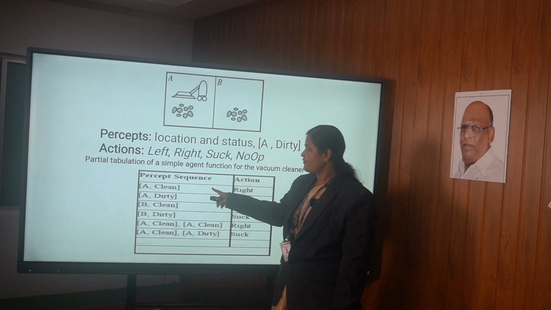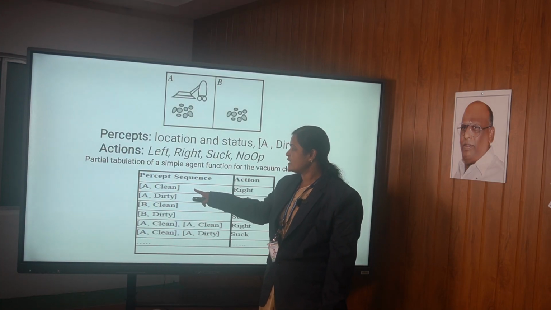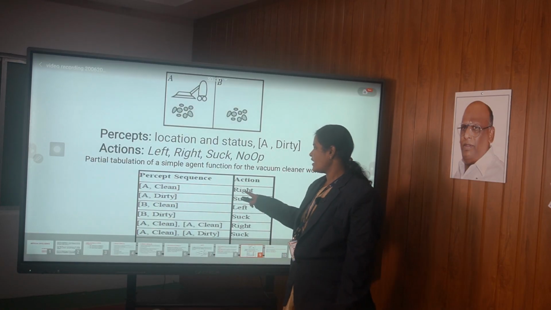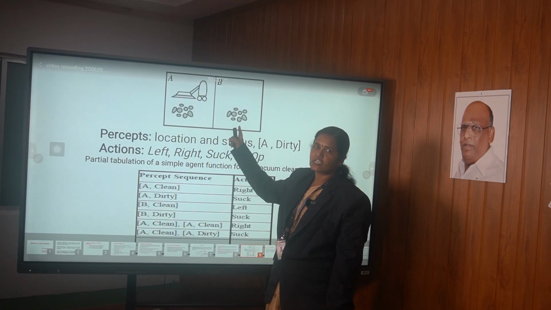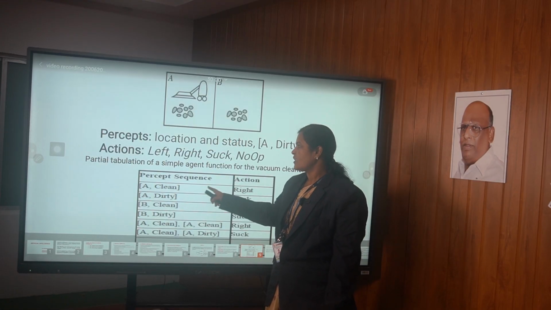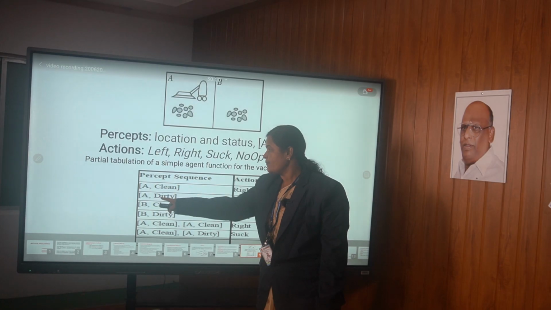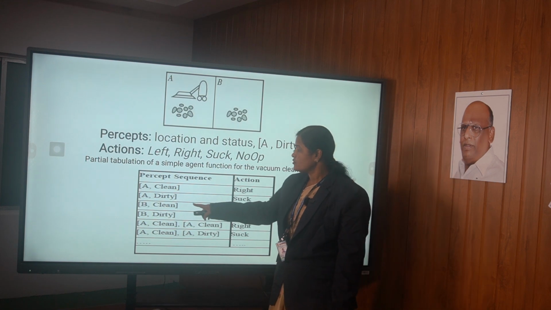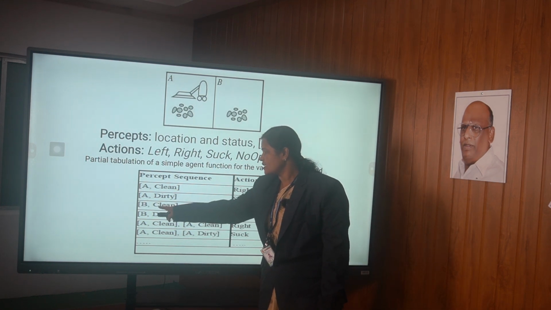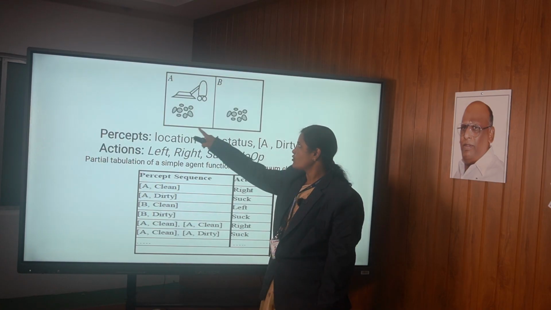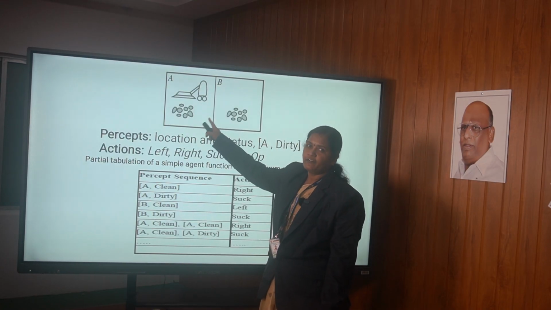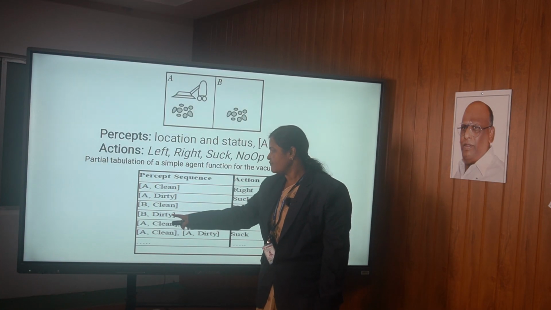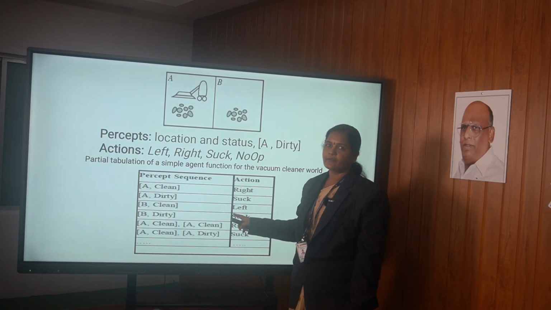For example, if the location is A and the status of the location is clean, then what operation does it have to do? It has to go to the other location to check the status. If the location is A and the status is dirty, then it has to suck the dirt. If the location is B and it is clean, then it has to go to the other location, location A, which is on the left side, so it has to move left. If it is location B and it is dirty, then it has to suck the dirt, like that.